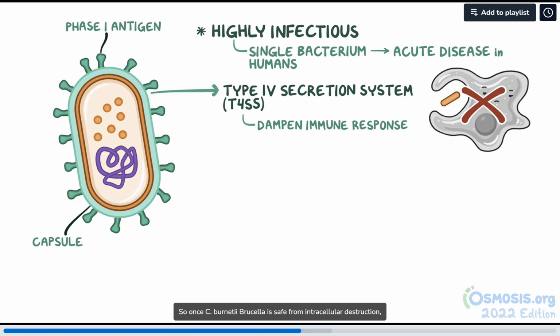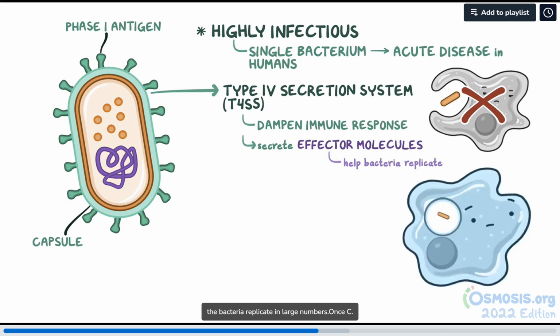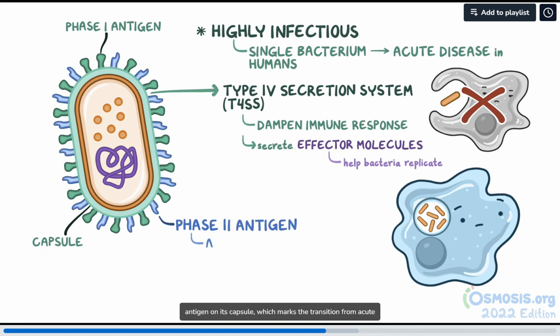So once C. burnetii is safe from intracellular destruction, T4SS starts secreting effector molecules. There's a whole bunch of these molecules, and their exact role is not yet well understood. But what we do know is that they help the bacteria replicate in large numbers. Once C. burnetii starts to replicate, it begins to express phase 2 antigen on its capsule, which marks the transition from acute to chronic disease.